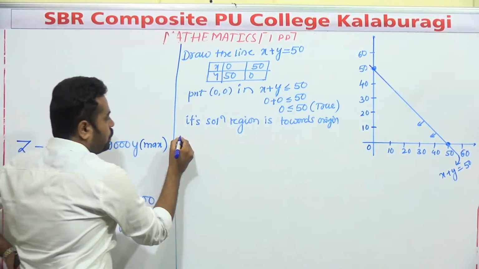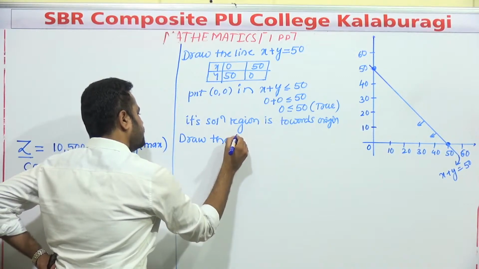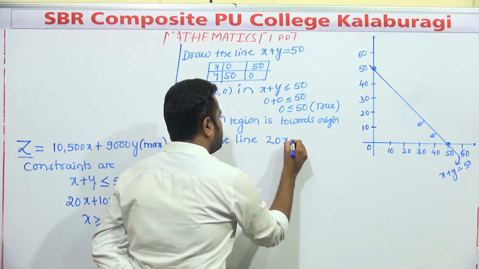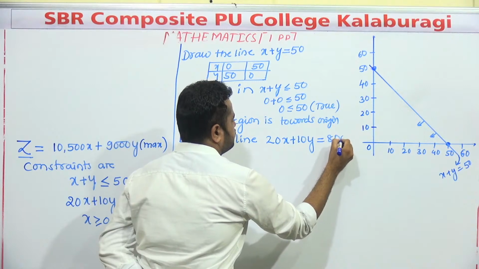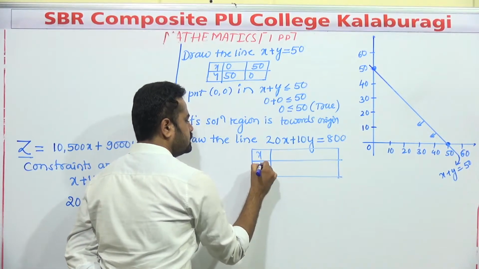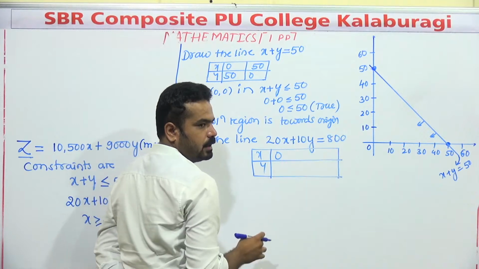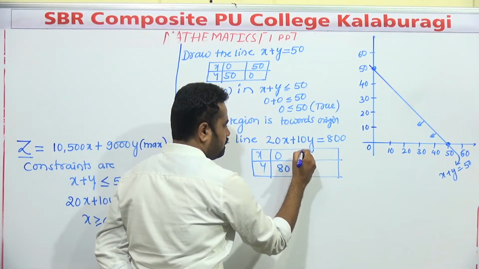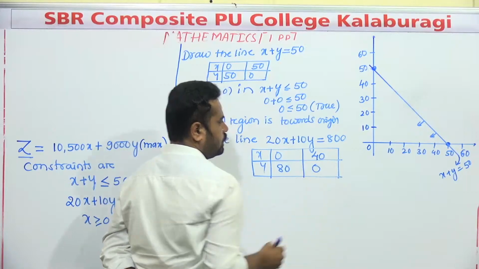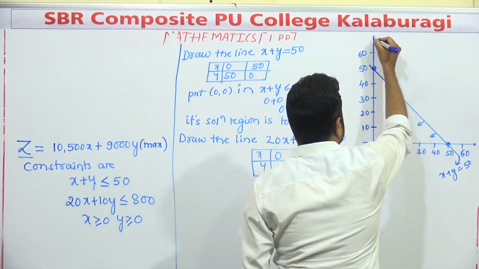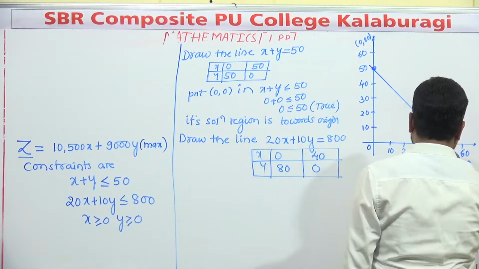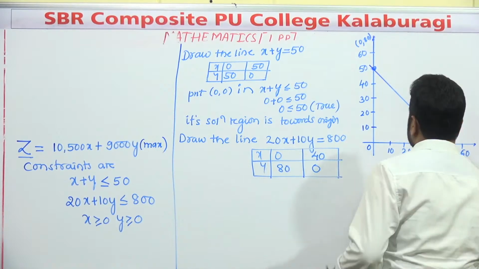Next, what is the next line? Draw the line 20x plus 10y equal to 800, and find the points. If x is equal to 0, we get 10y equal to 800, so y is 80. Next, if y is 0, we get 20x equal to 800, so x is 40. What are the points here? We get 0, 80 and here we get 40, 0. Join these two.